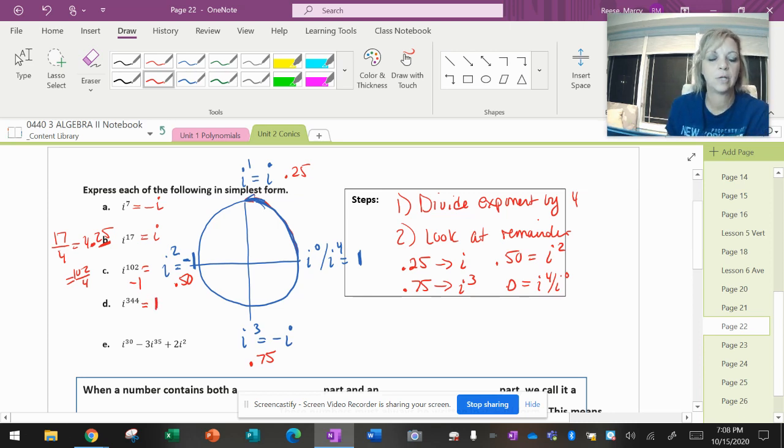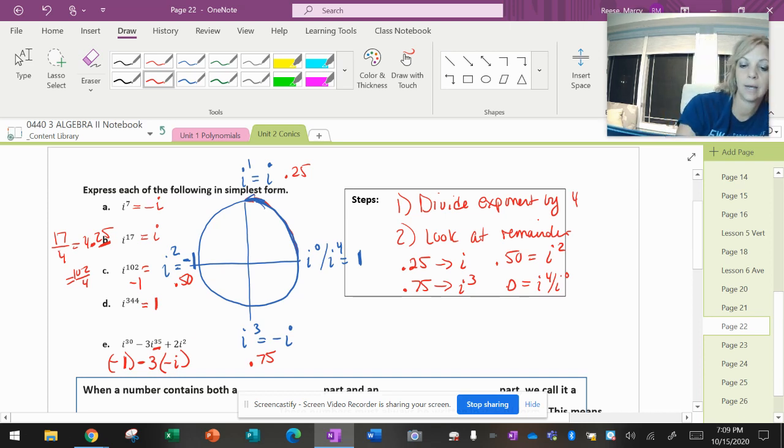Okay? So take a minute and do i to the 30th. So do these individually. So now I got i to the 30th minus 3i to the 35 plus 2i to the second. So i to the 30th divided by 4 gives a remainder of 0.5, which is -1. Then i to the 35: do 35 divided by 4. And I got a remainder of 0.75. So notice what I did. I'm replacing that i to the 35 with -i.